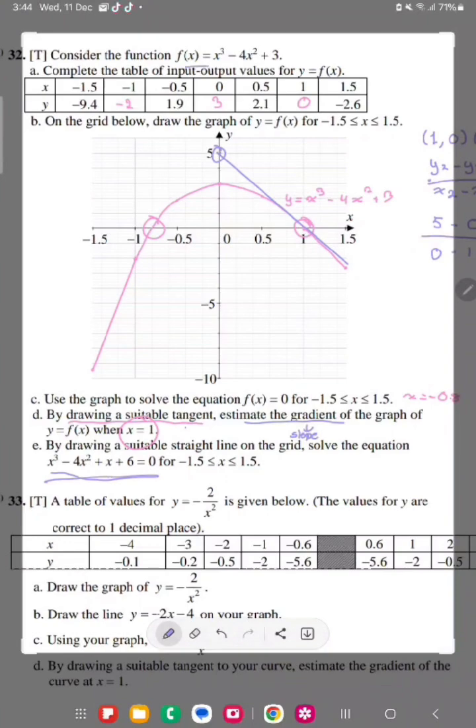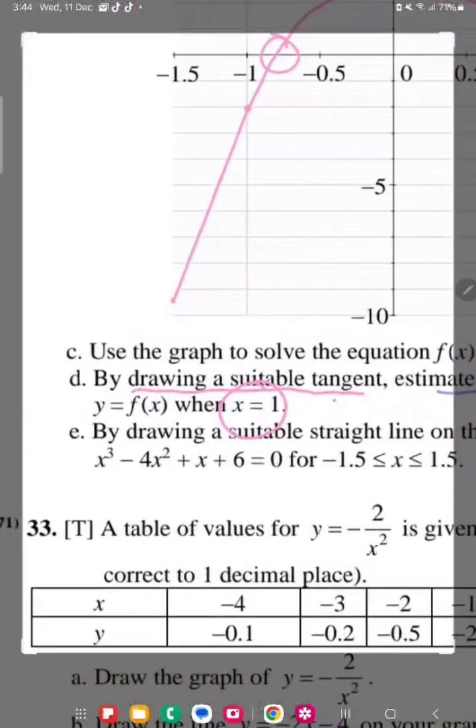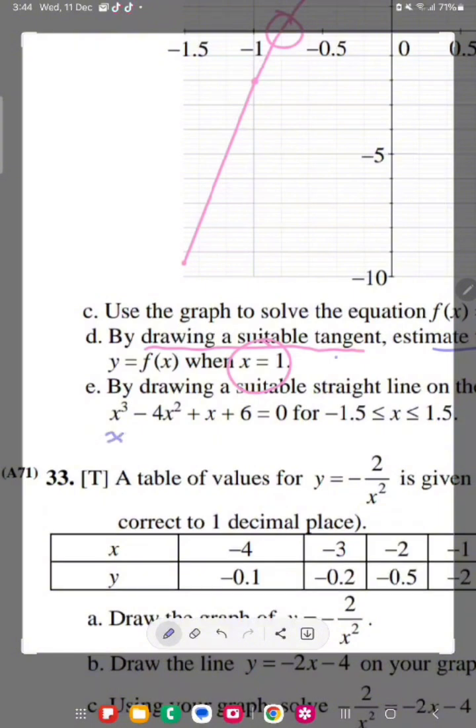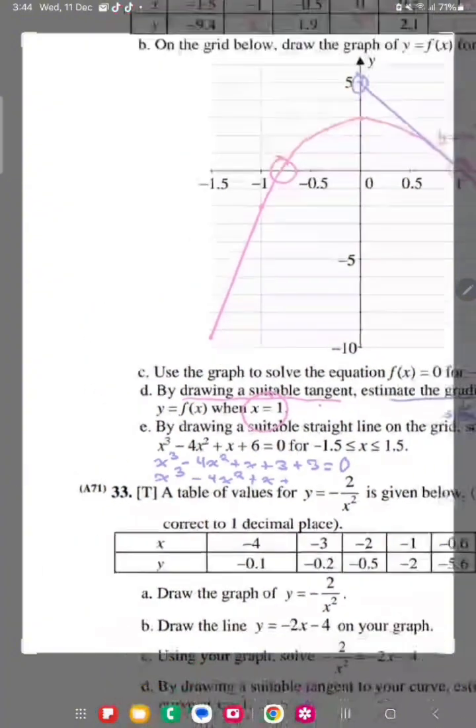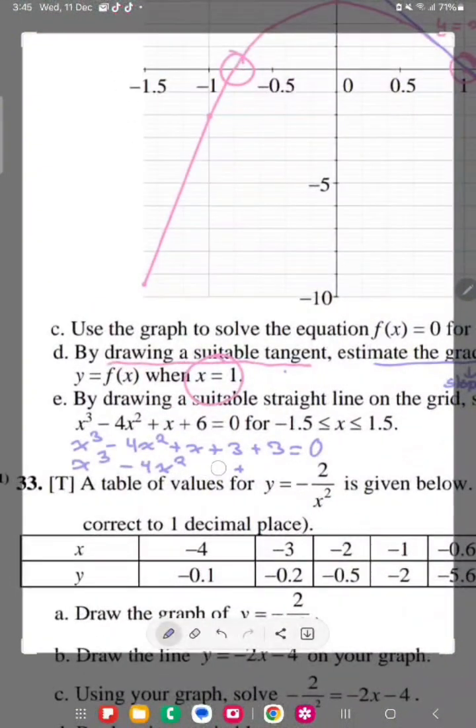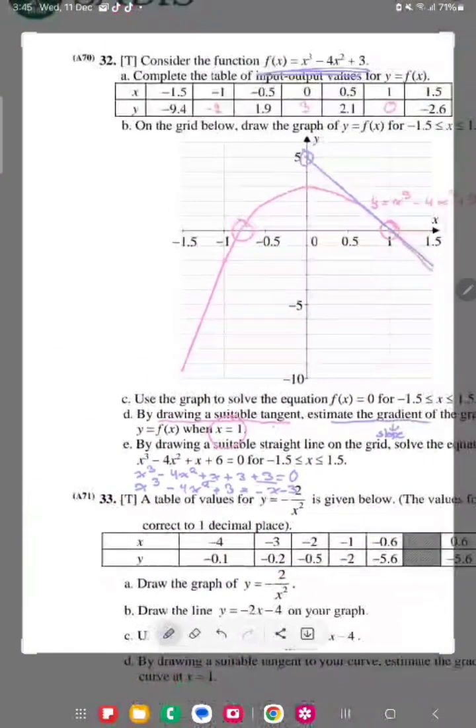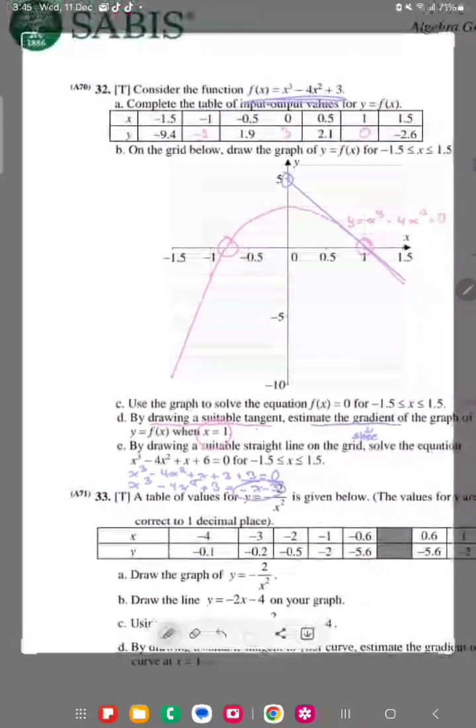This equation is basically the same equation that they gave you, except it's plus 6. So break down the 6. Make it x cubed minus 4x squared plus x plus 3 equals 0. Sorry, it's plus 3. Then take this 3 and this x to the other side, so it will be minus x minus 3. So you already have this, and you're gonna use this equation.